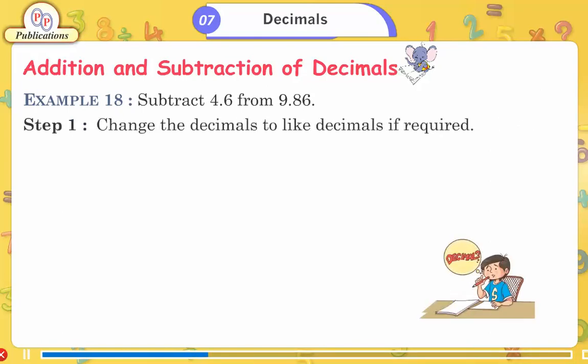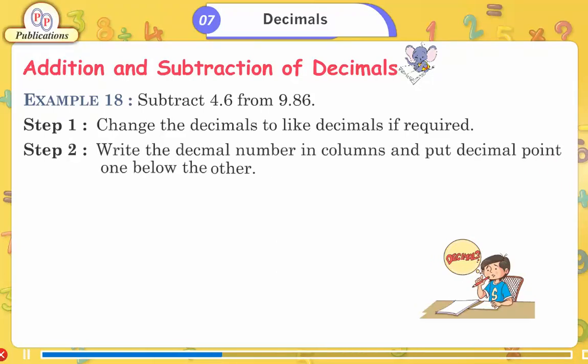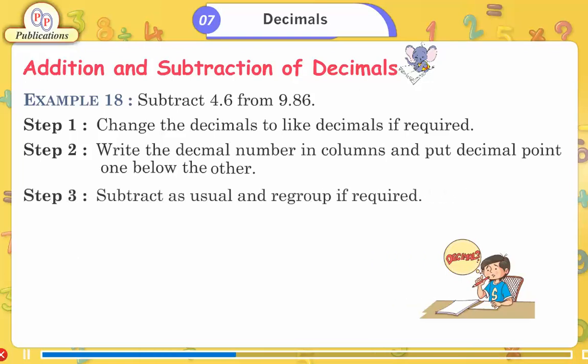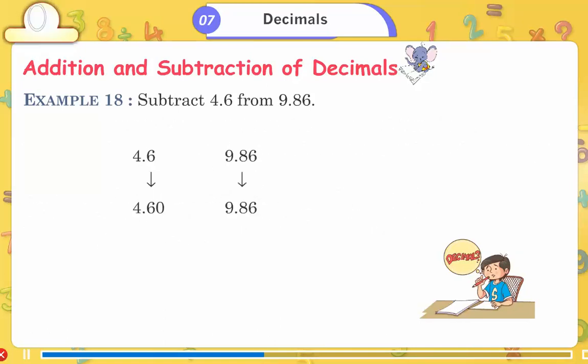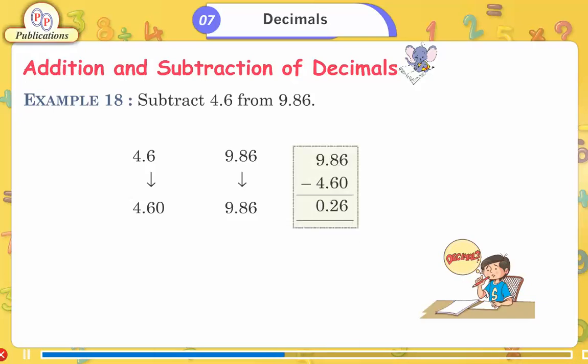Example 18. Subtract 4.6 from 9.86. Step 1. Change the decimals to like decimals if required. Step 2. Write the decimal numbers in columns and put the decimal points one below the other. Step 3. Subtract as usual and regroup if required. Step 4. Write the decimal point in the answer in the same place as above it. 4.6 is 4.60. 9.86 is 9.86. 9.86 minus 4.60 is 5.26.